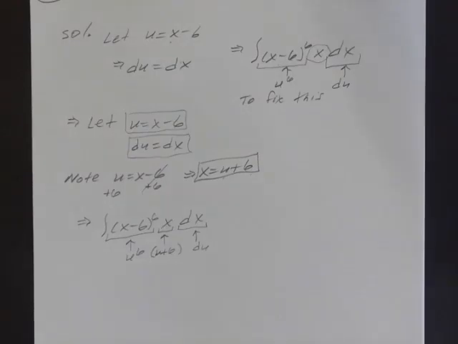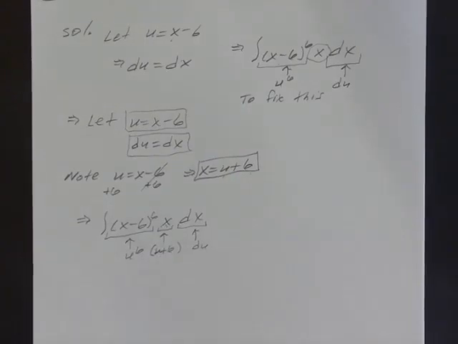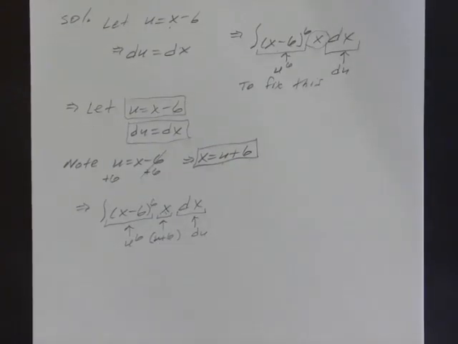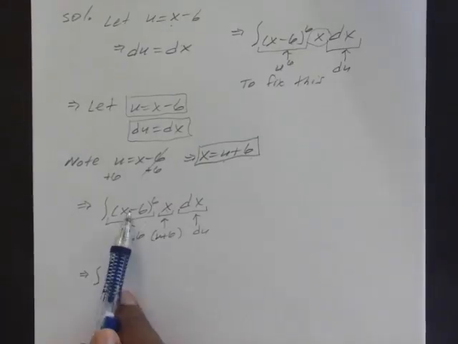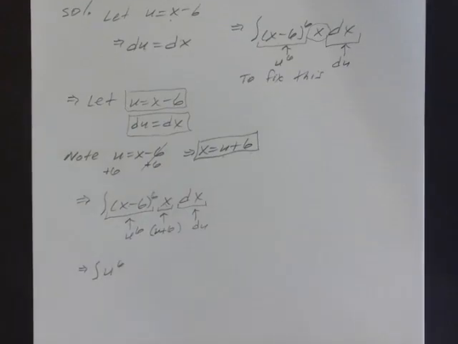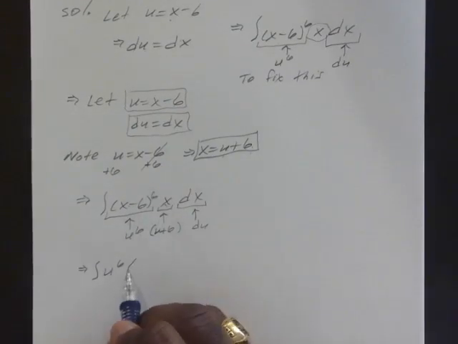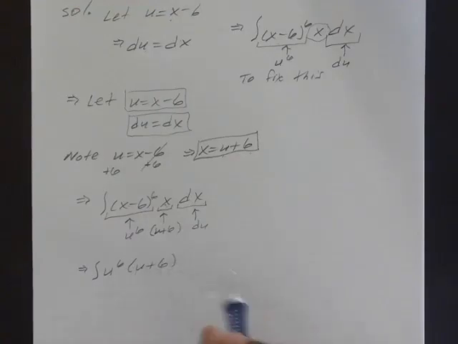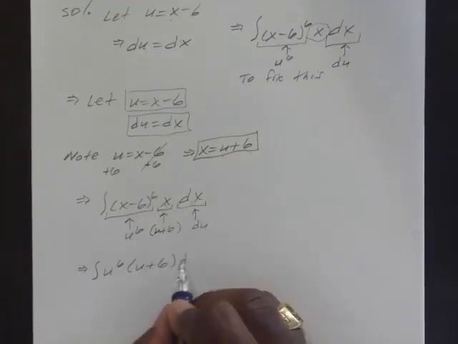So each and every part of that integral has to be in some way a function of u for this to work. So we just got rid of that x by replacing that with u + 6. Okay, so does that make sense? So now if we rewrite it, we have the integral: that (x - 6)^6 is now u to the 6th power, that x is times (u + 6), and that dx is du.